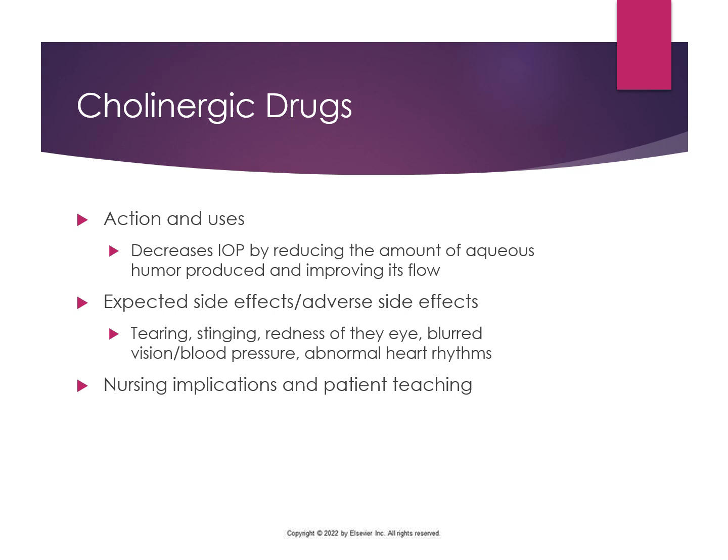Cholinergic drugs lead to decreased IOP by reducing the amount of aqueous humor produced and improving its flow. When the amount of acetylcholine is increased, the pupil will become smaller. Common cholinergic drugs for glaucoma, their dosages, and nursing implications are listed in Table 19.3. Expected side effects of cholinergic drugs include tearing, stinging, redness of the eye, and blurred vision. Cholinergic drugs will cause miosis, and patients may have difficulty with vision at night or have night blindness.